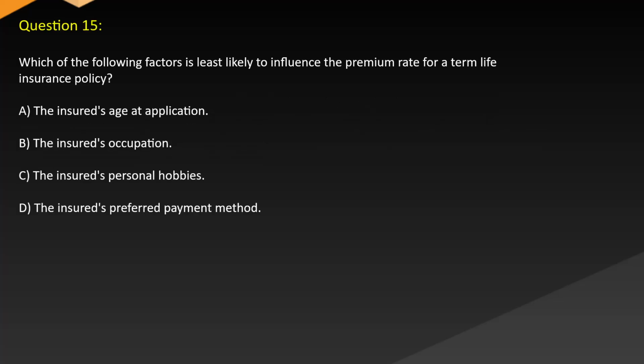Question 15. Which of the following factors is least likely to influence the premium rate for a term life insurance policy? A. The insured's age at application. B. The insured's occupation. C. The insured's personal hobbies. D. The insured's preferred payment method.